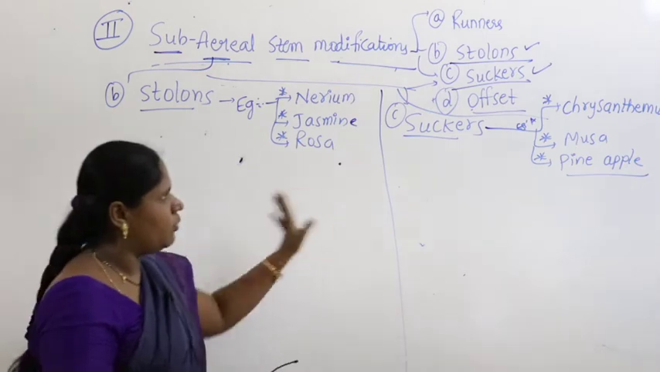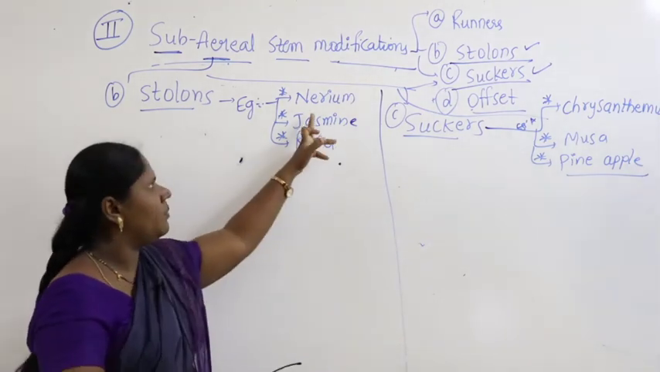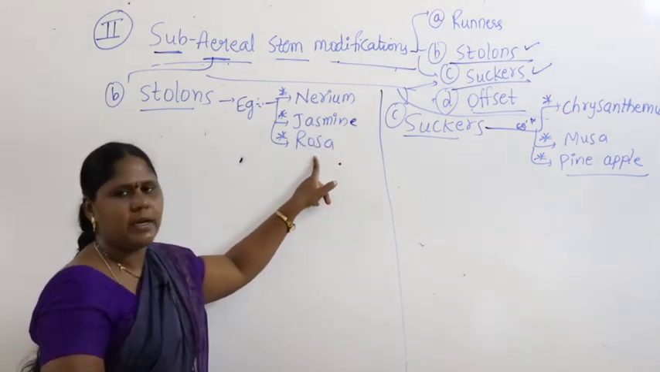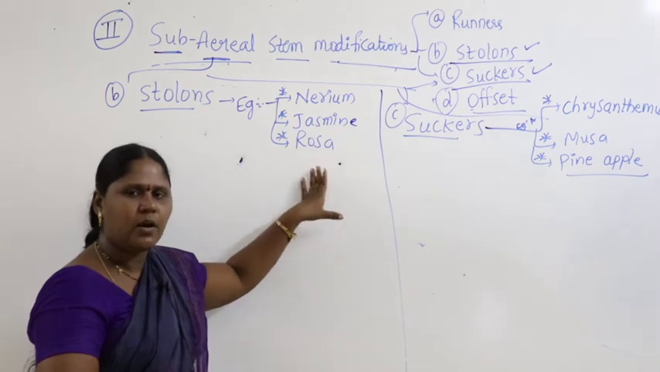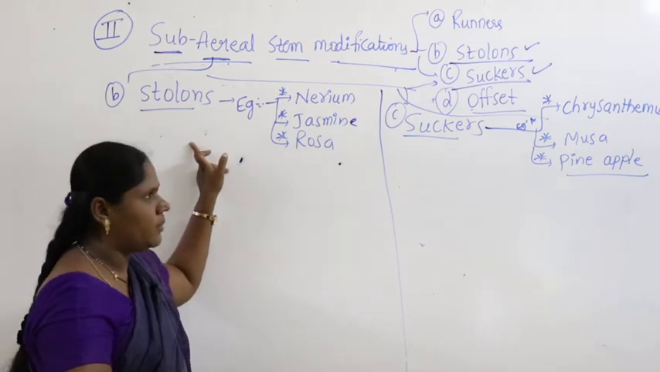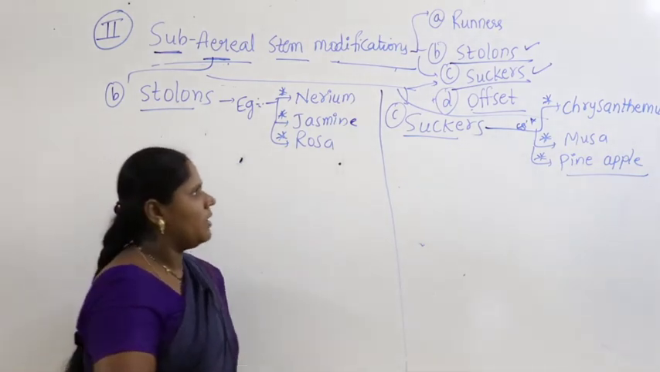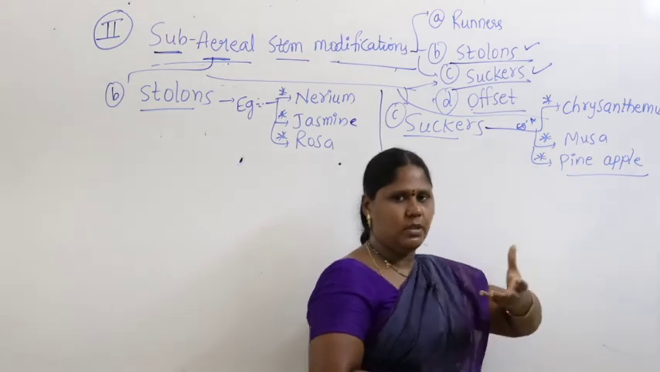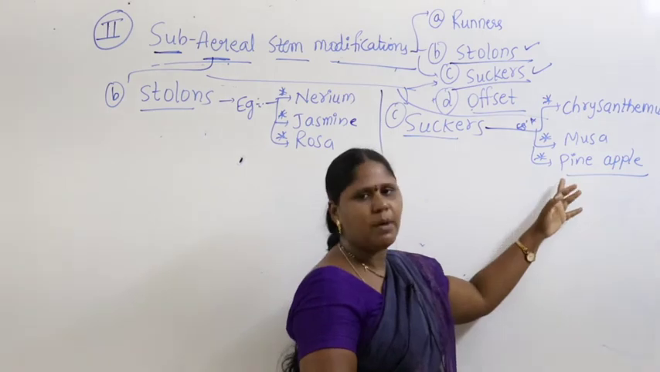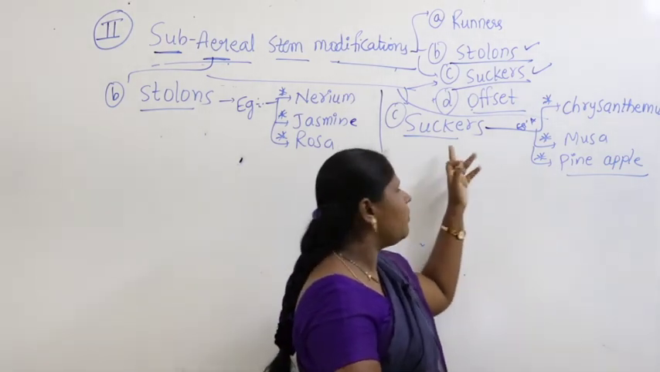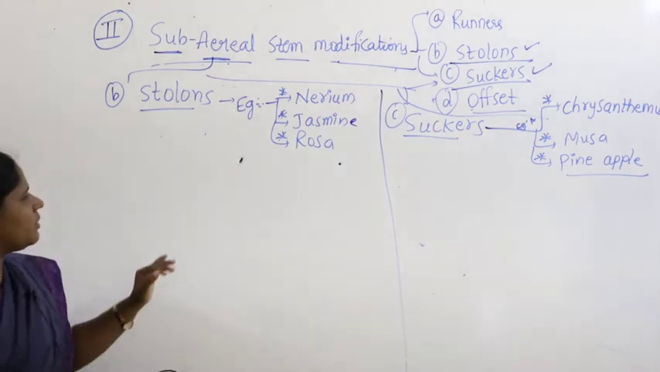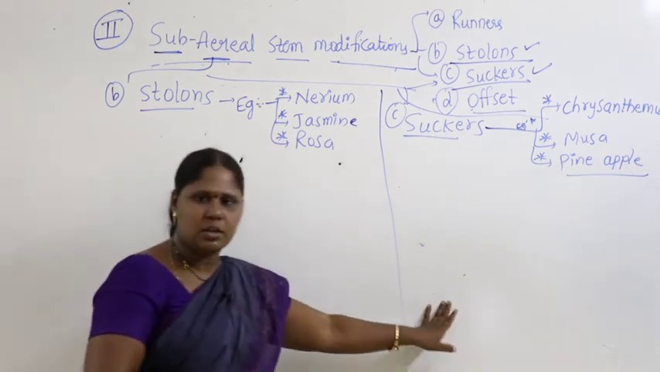Okay, let us differentiate both. Stolons, examples: Nerium, Ganneru in Telugu we call, Jasmine plant you know it very well, Rosa indica. In all three, the type of subaerial stem is stolon. Similarly, Chrysanthemum, chamanti we say in Telugu, Musa banana, Ananas pineapple. In these cases the type of subaerial stem is sucker. Now let us make clear difference between stolons and suckers.